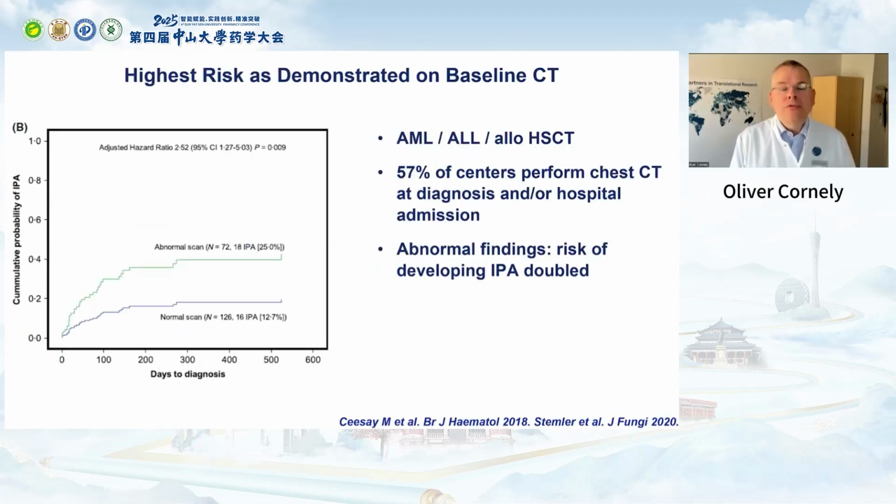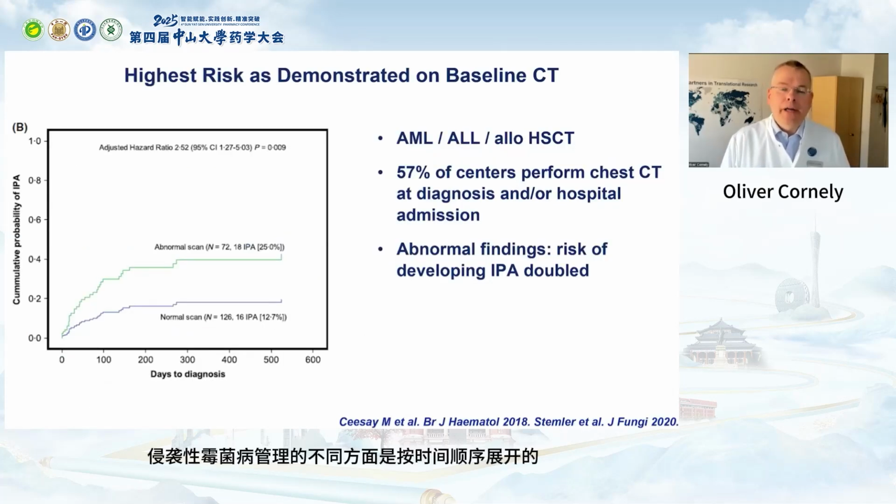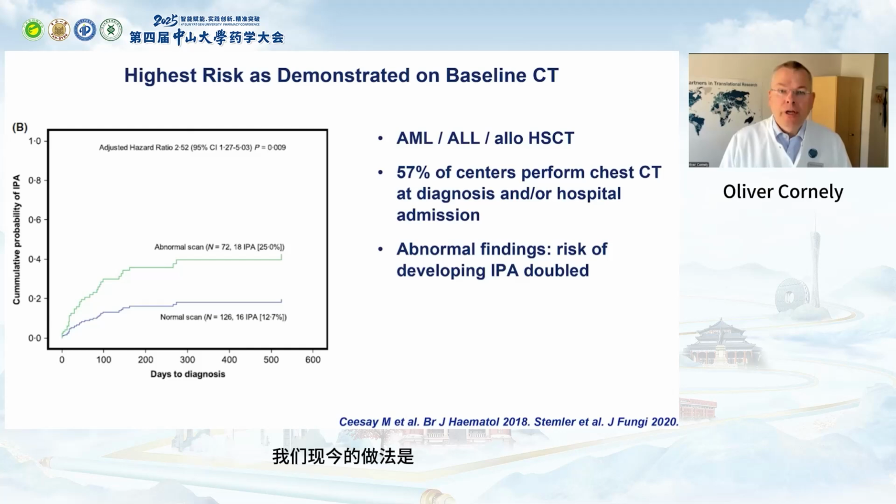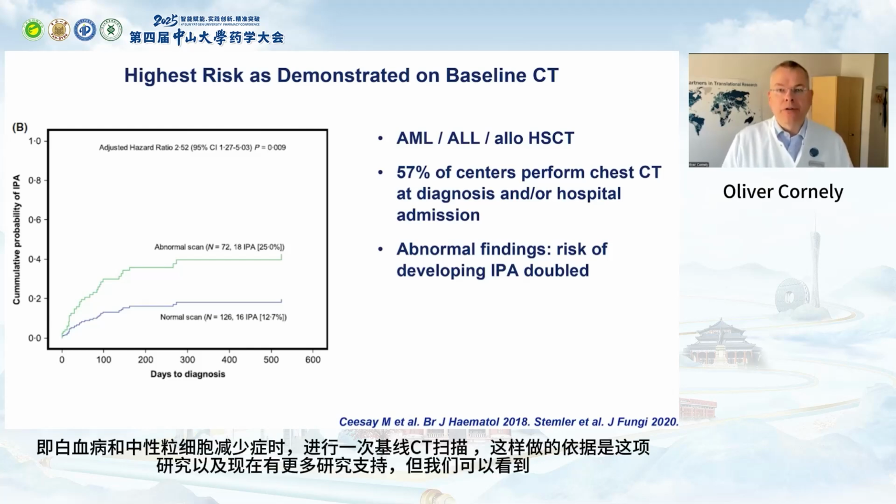The different aspects of managing invasive mold disease I brought in a chronological order. So imagine there is a new patient with AML, ALL, or suitable for allogenic stem cell transplant, for example. And what we nowadays do is a baseline CT. Upon diagnosis of the risk factor, which is leukemia and the neutropenia, we run a CT scan.